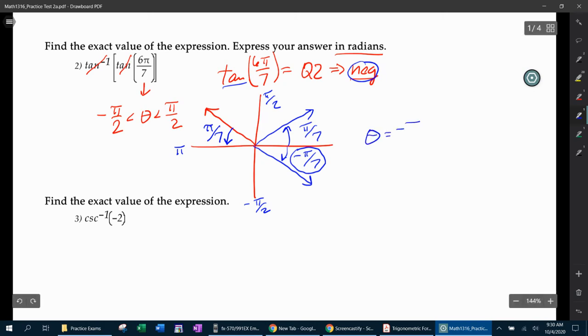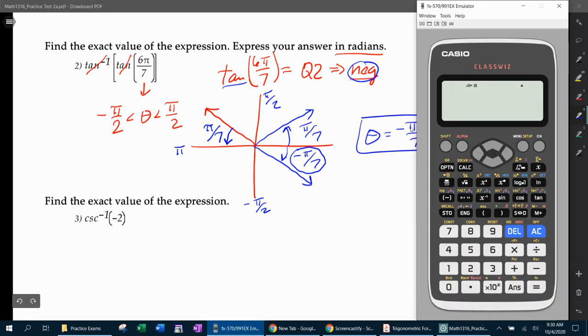Theta is negative pi over 7. And I believe we can check this with the calculator. So we're going to put our calculator in radian mode.